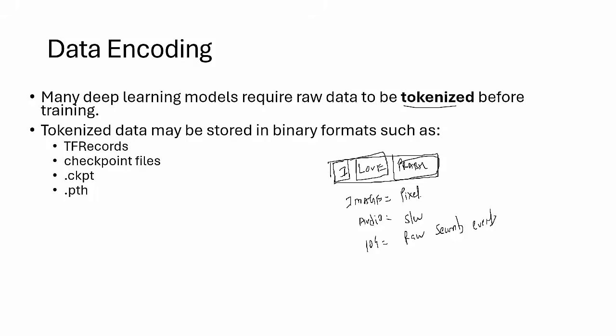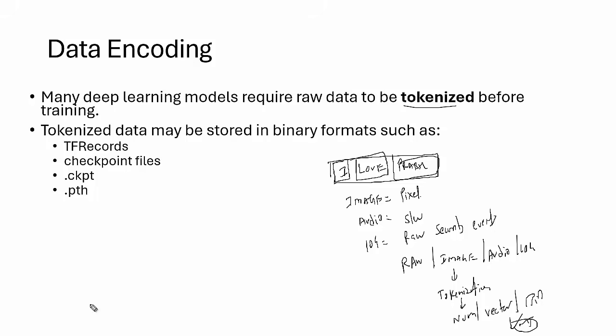Why does deep learning need tokenized data? Deep learning models need structured numeric input. So when I say this way, raw image, audio, and logs are basically converted through tokenization. The tokenization maps to numbers, vectors, binary files, and then the model is trained. So the model learns the pattern from this numeric process.